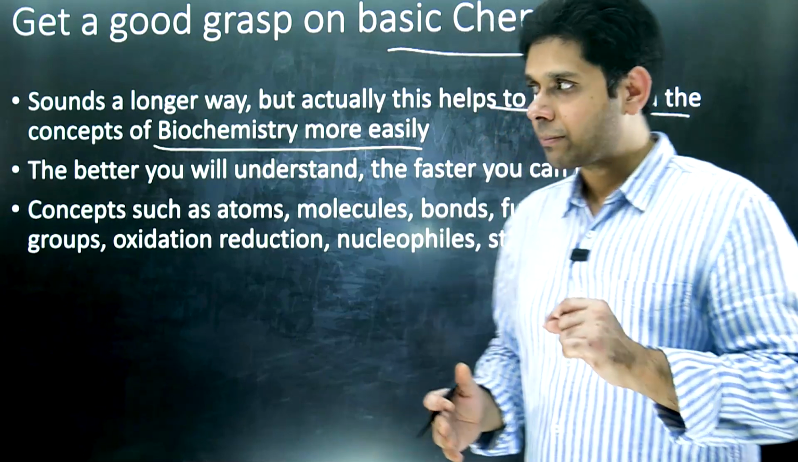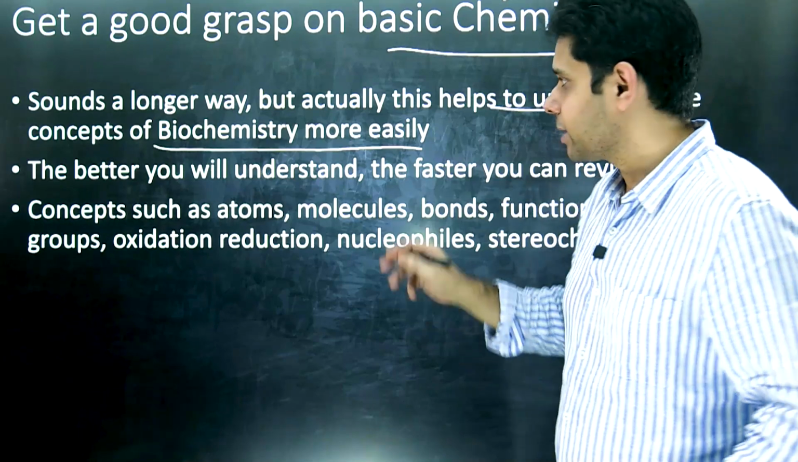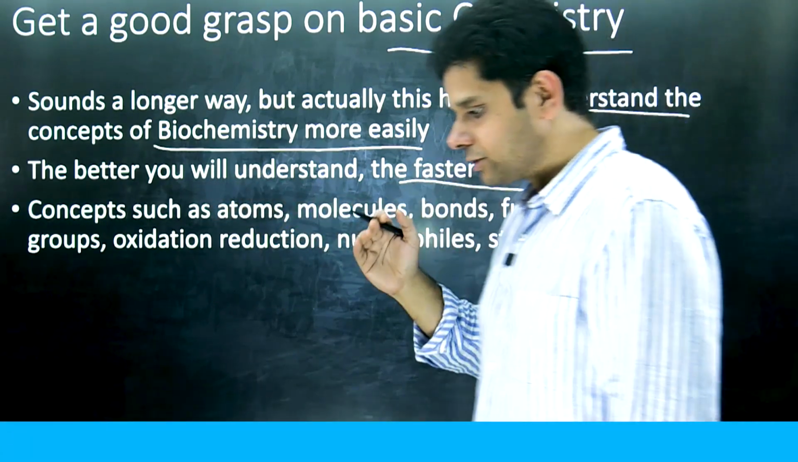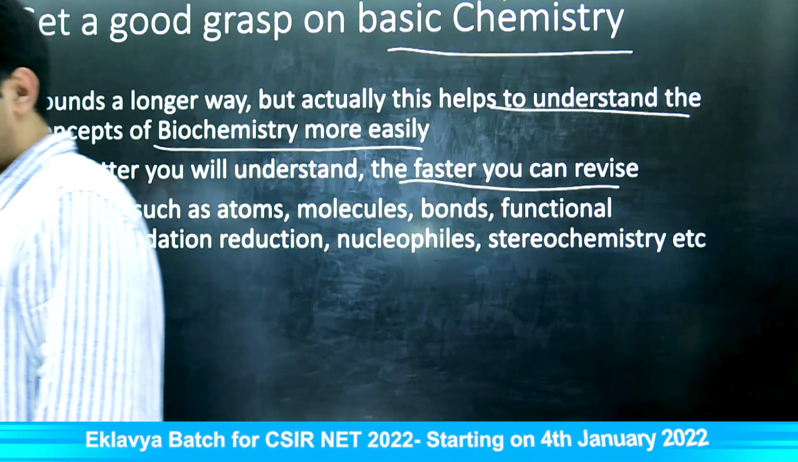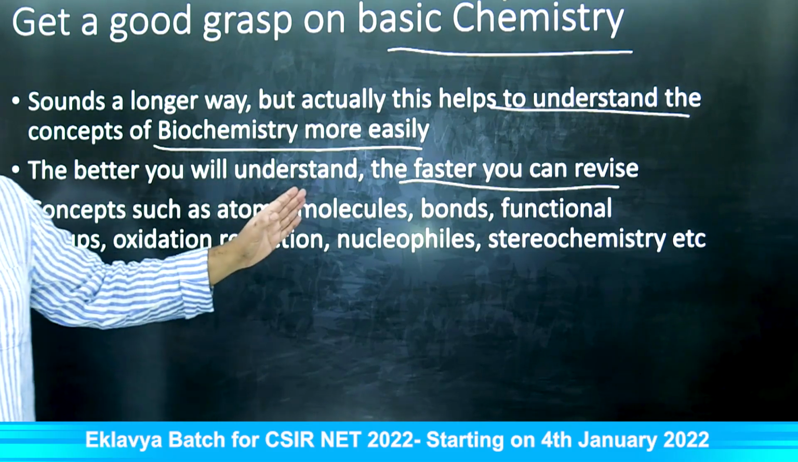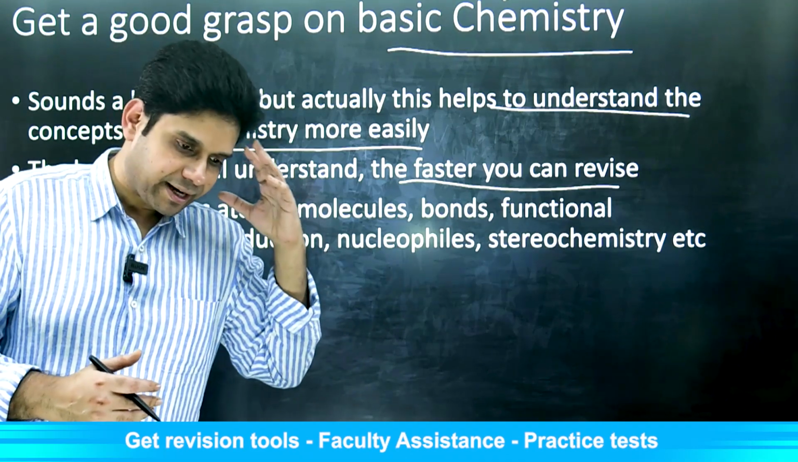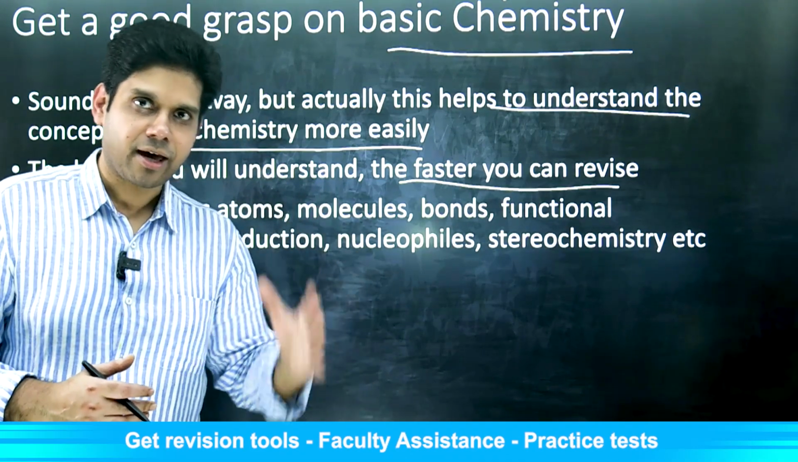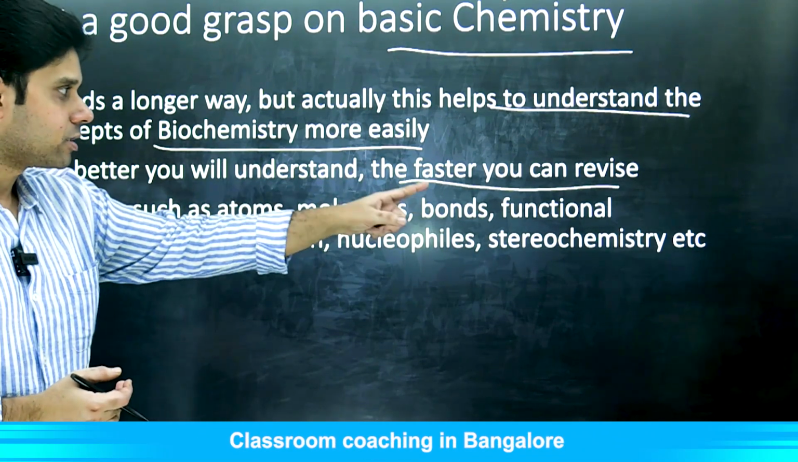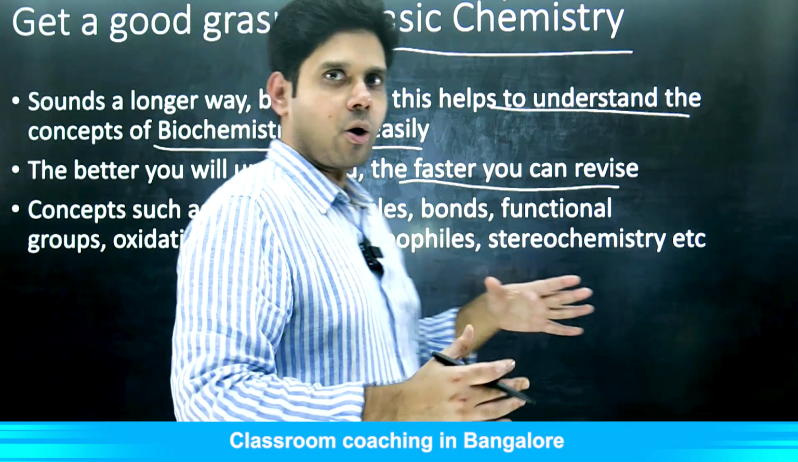But how to learn chemistry? Logically, very important here. Logic is very important, okay? The better you will understand, the faster you can revise. So that's the next step. You have to know chemistry first. That will help you accelerate your biochemistry understanding, and the better you will understand, the faster you can revise. So at the first time only, if you're studying, spend as much time as possible, okay? Now, concepts such as atoms, molecules, bonds, functional groups, oxidation, reduction, nucleophiles, stereochemistry, all this is a must.